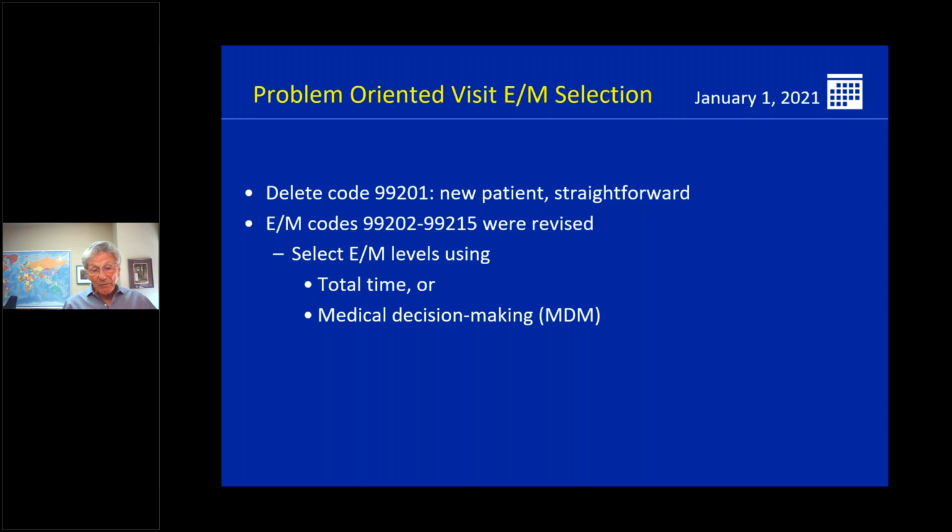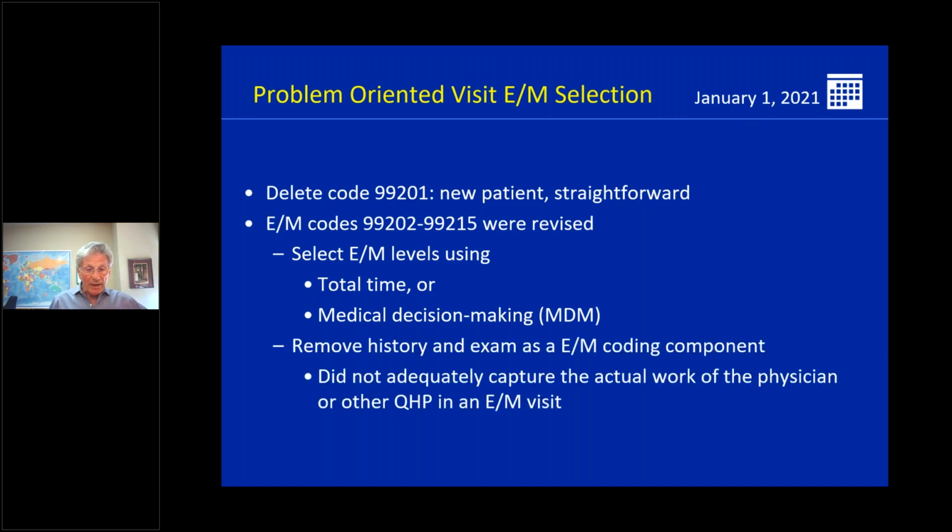So in the revision, we will select a problem-oriented E&M code based either on total time, and that has a new definition, or medical decision-making, which also has a new definition. So the point is that we'll choose one or the other. And remember, in the old system of history, physical, medical decision-making, you got basically points for how much of a history you took and how much of an exam you did. Nowadays, that's gone. Okay, so do whatever's clinically necessary for history and physical examination, but it's not factored into coding.